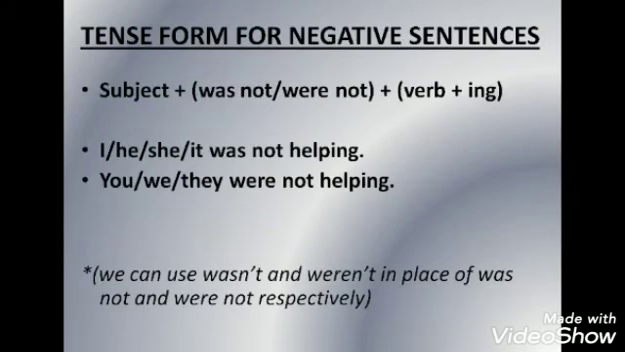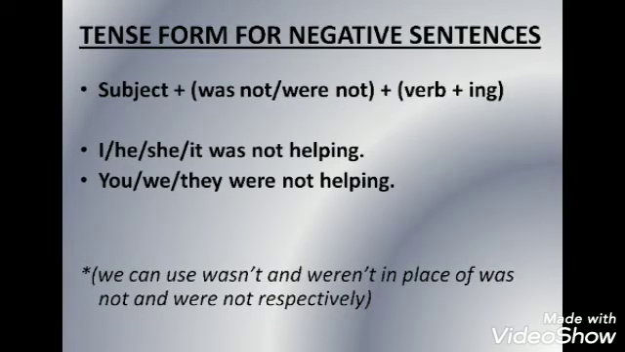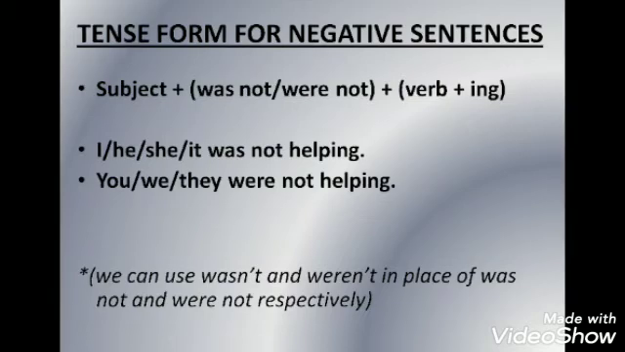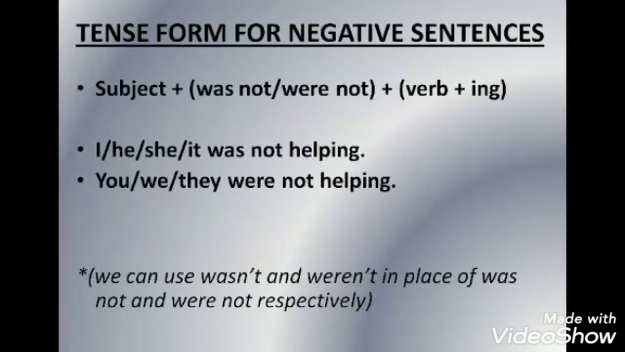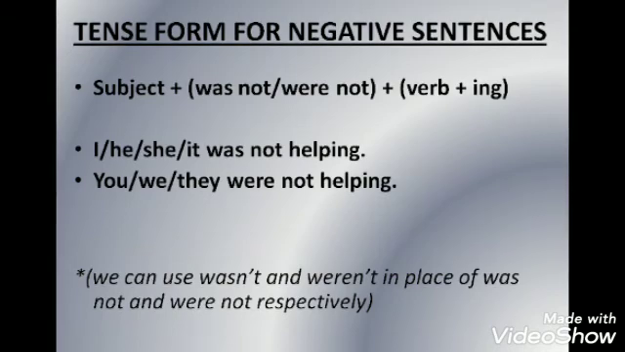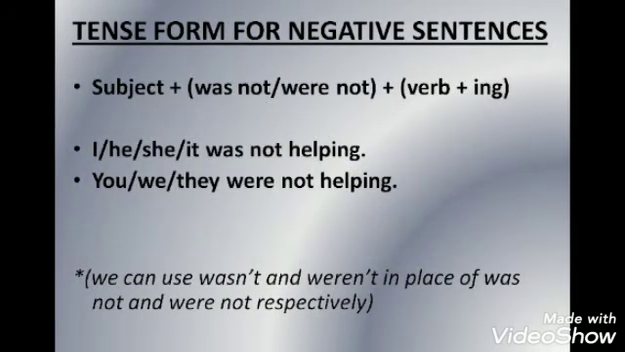Now comes the tense form for negative sentences: subject plus was not or were not plus verb plus ing. For example, I or he or she or it was not helping. Another example: you or we or they were not helping. There is a note below.